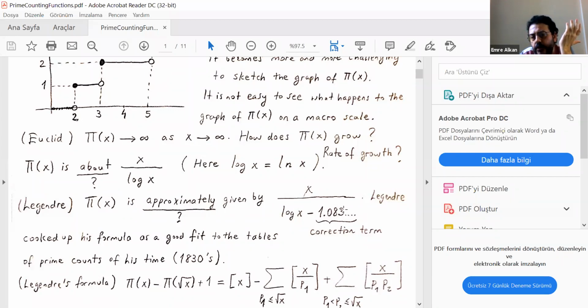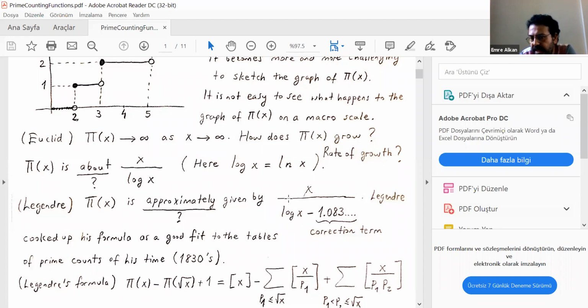And you can ask how he discovered this weird number there. He definitely cooked up his formula, which supplies a good fit to the tables of prime counts of his time. So it's like up to 1 million probably, or maybe less. He made a statistical analysis, and he made this to fit with the data that he had.